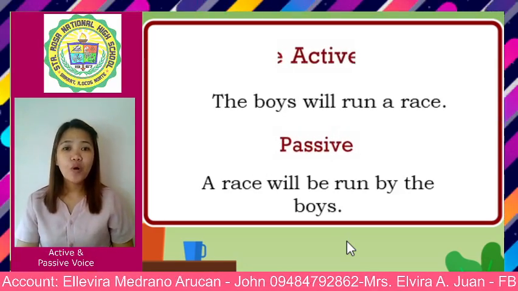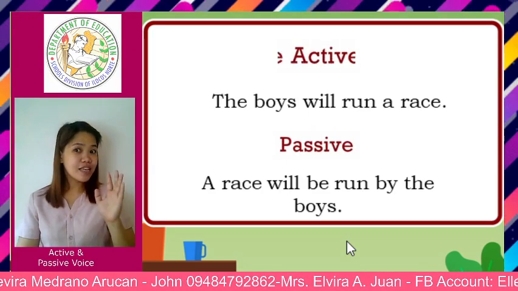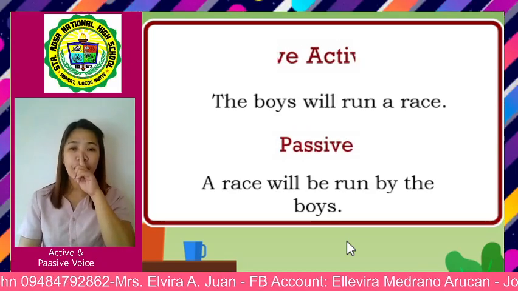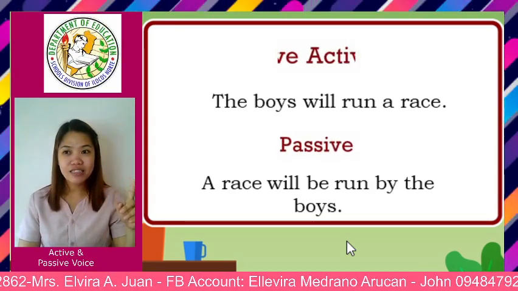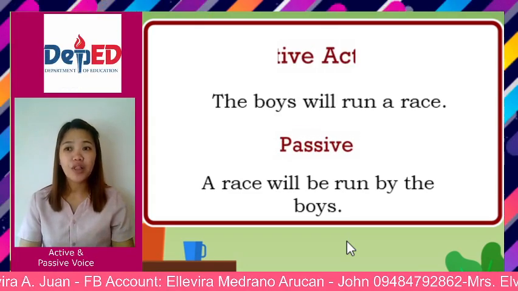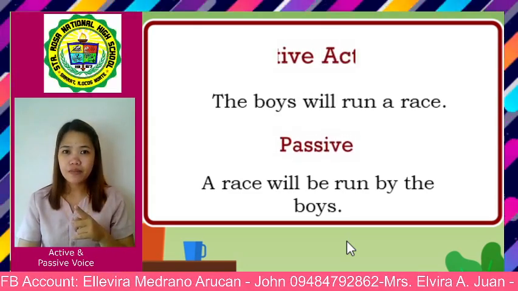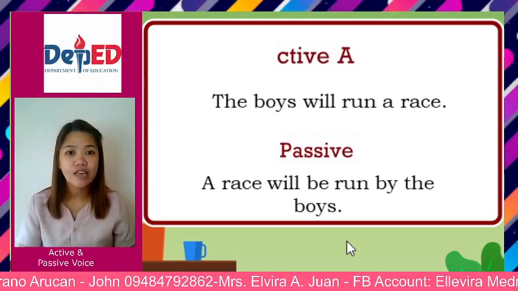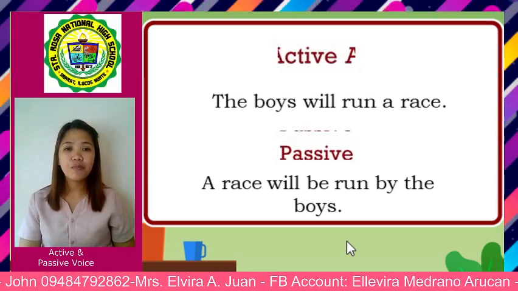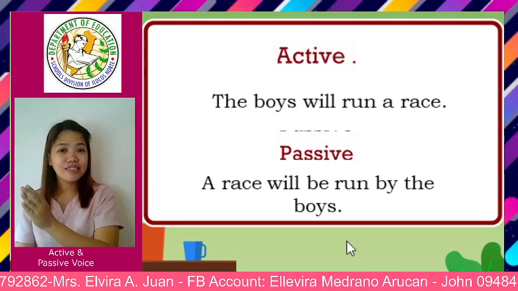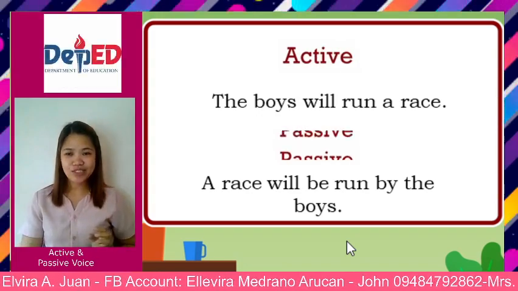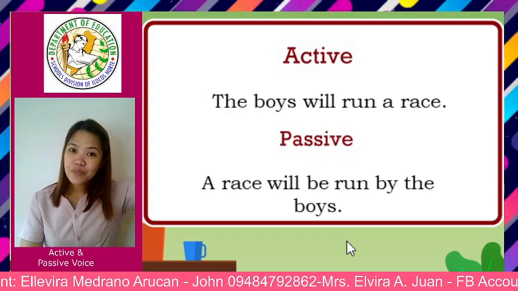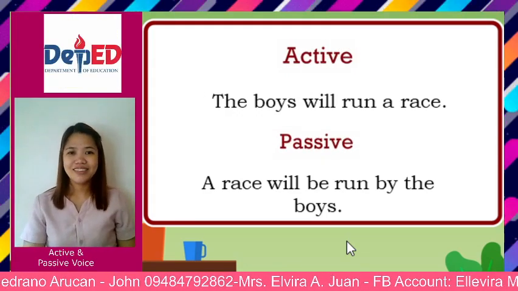Here, the boys will run a race. Take note, I used will run. There are some words which do not change in the tense or the form of the past participle. For example, run. The word run, the past tense is ran, and the past participle is run also. So, the boys will run a race. A race will be run by the boys. Okay? We have the word come. Come, came, and then come. Let's have another.